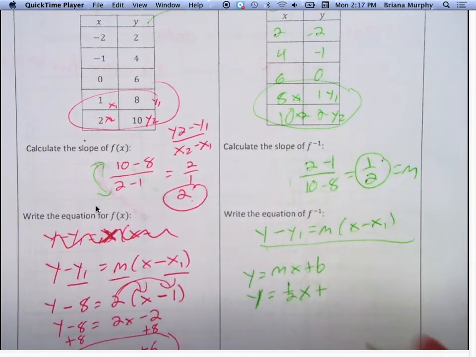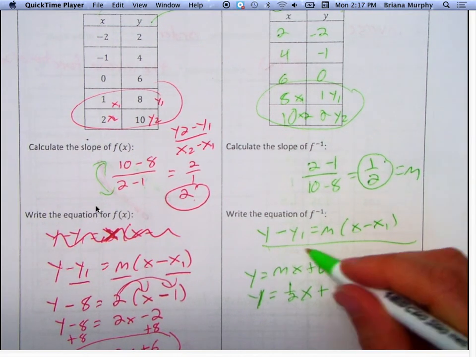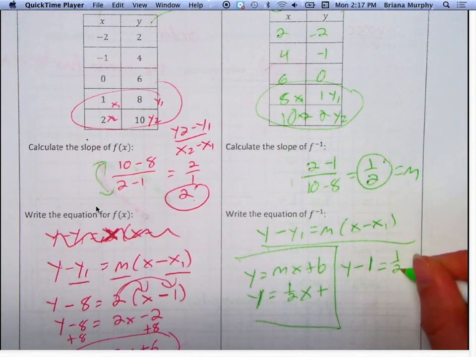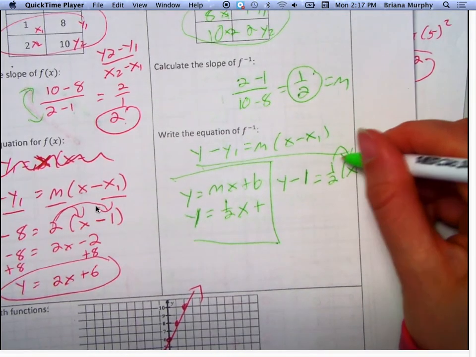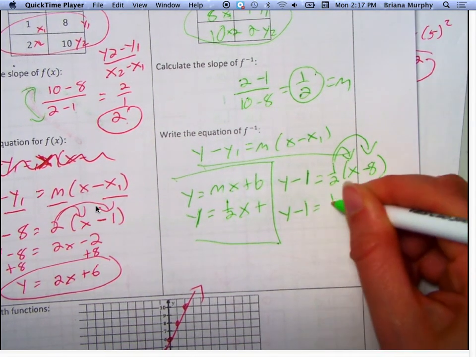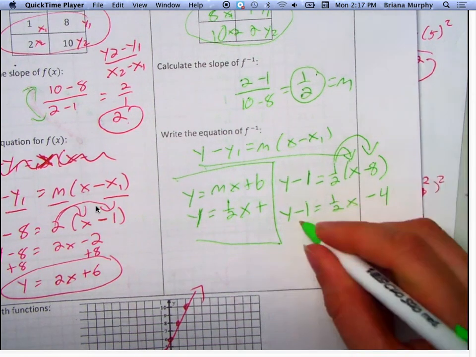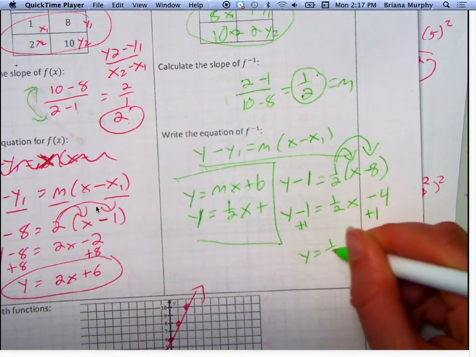Okay. So I'm going to say y minus y1 equals m, which is 1/2, times x minus x1, which is 8. So now I'm going to distribute, and I get y minus 1 equals 1/2 x minus 4. Then I'm going to add 1 to both sides. So y equals 1/2 x minus 3.